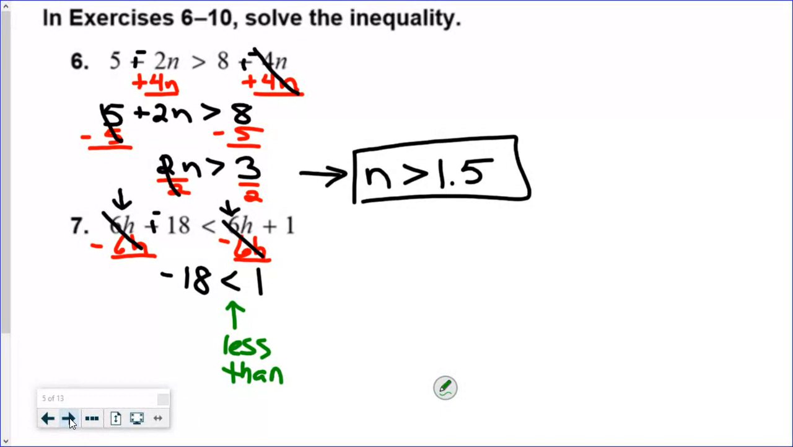Okay, is negative 18 less than 1? Is the alligator eating the bigger number? If negative 18 is less than 1, yes. Okay, so that actually does make sense. Negative 18 is a smaller or lesser number.